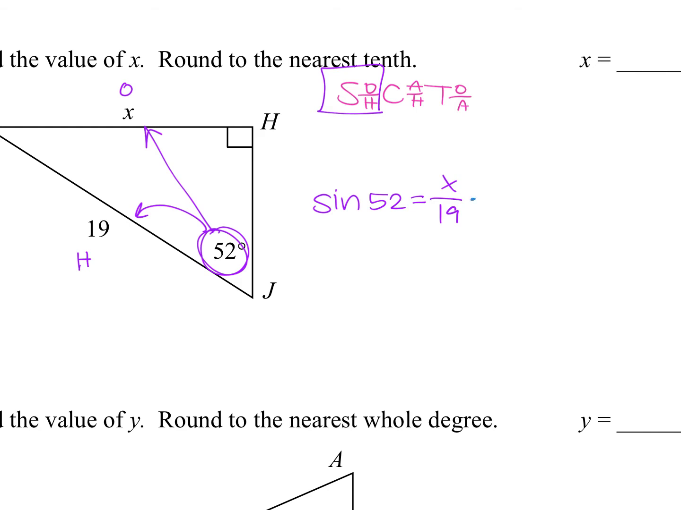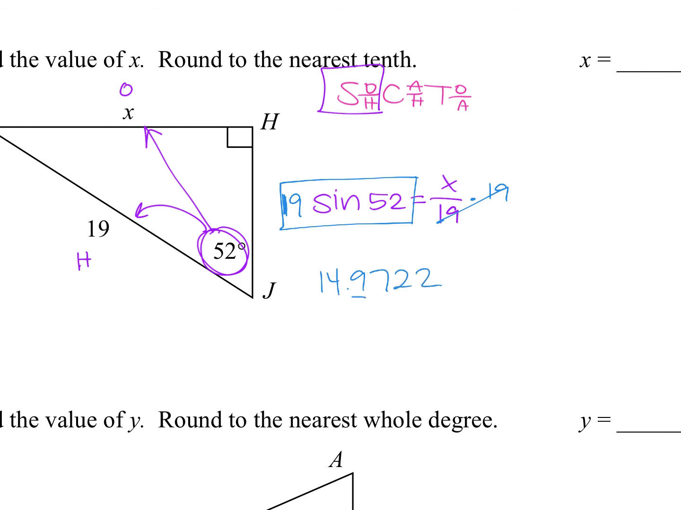You're going to multiply by 19 on both sides. So type in 19 sine 52 in your calculator. 15. Oh, if you round up, it's 15.0. Okay. Rounding, guys. Rounding. Let's type it in. 19 sine 52. You get this.